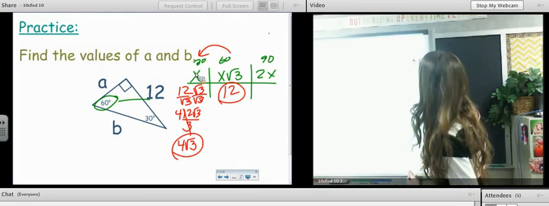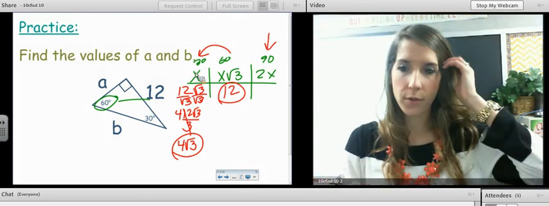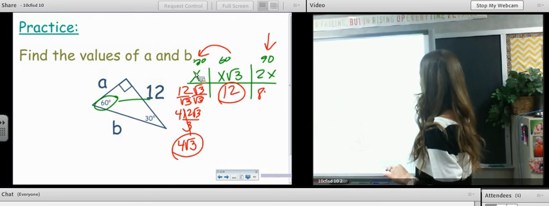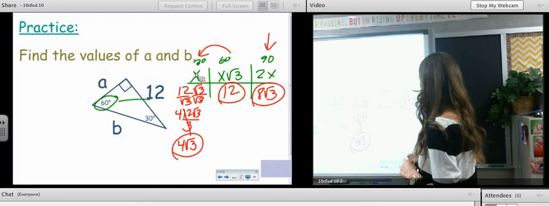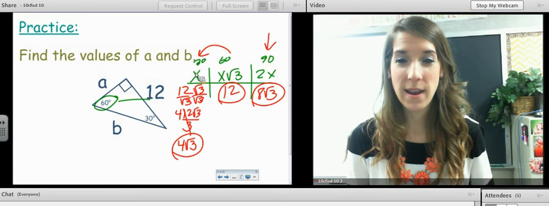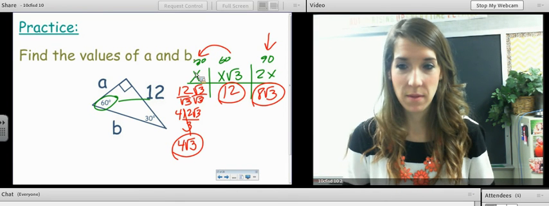This column says 2 times x. Take x and double it. Take 4 root 3 and double it. There you go. So A is 4 root 3 and B is 8 root 3. And that's can't really get much harder than that.